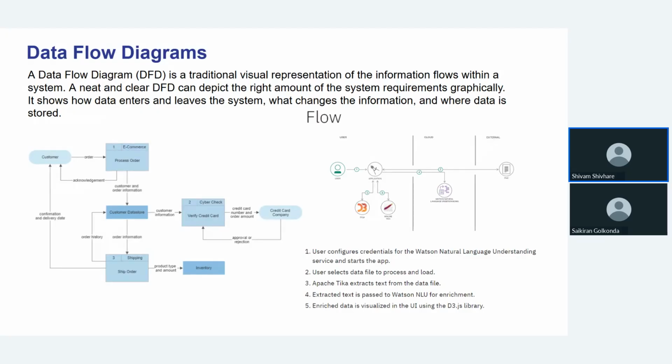To take another example, first, the user configures credentials for VAST and natural language understanding. The user selects the data file and uploads it. Apache Tika extracts the file, and the extracted text is passed through VAST and NLU, and its data is visualized in a UI using the D3.js library. So for anything you do, you need to create a data flow diagram. You must follow all these steps. I hope it is clear for everyone.